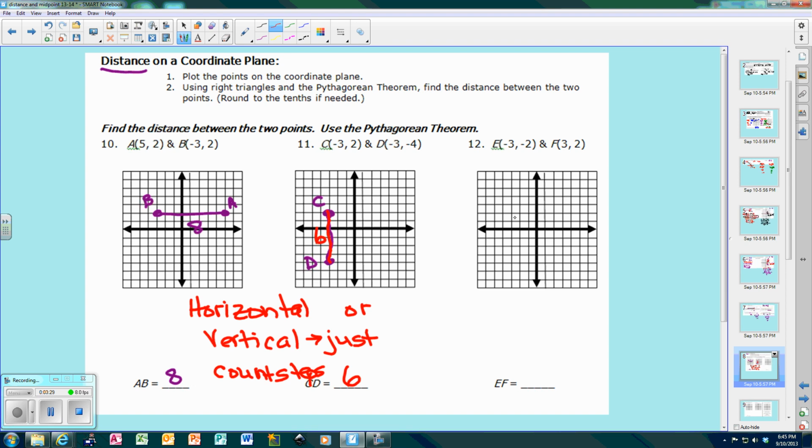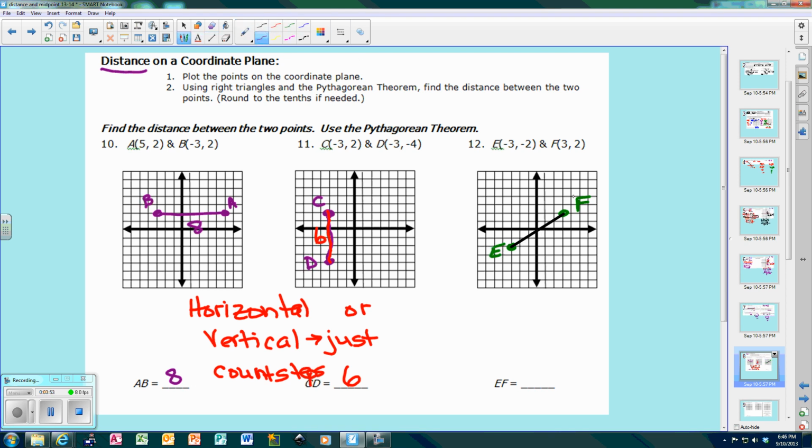Okay, now this one is going to be a little bit different. So let's plot the point. -3, 1, 2, 3, -2. So there's point E. And then 3, 2, 1, 2, 3, 1, 2. So there's point F. Now when I connect these, it's not horizontal or vertical, so I have to use a different method.